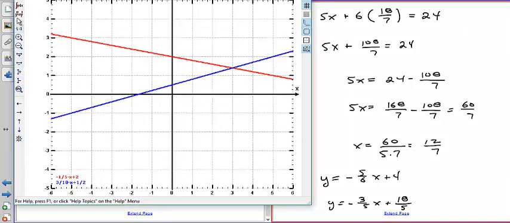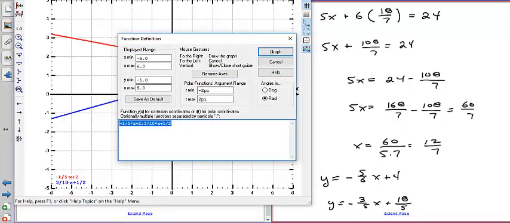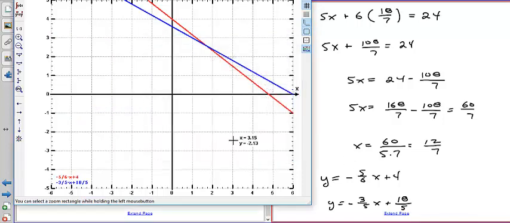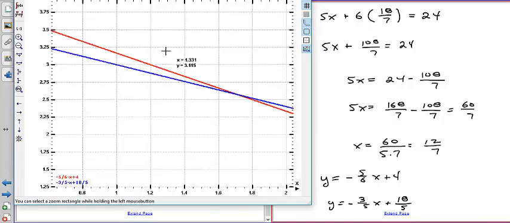Let's go back to standard view here. So you get negative 5/6 x plus 4 and negative 3/5 x plus 18/5. Graph those and you see this intersection point. So we'll zoom in on that. It's right here. So we get x is about 1.7 and y is about 2.6. So what do we have here? We have x is 12/7.